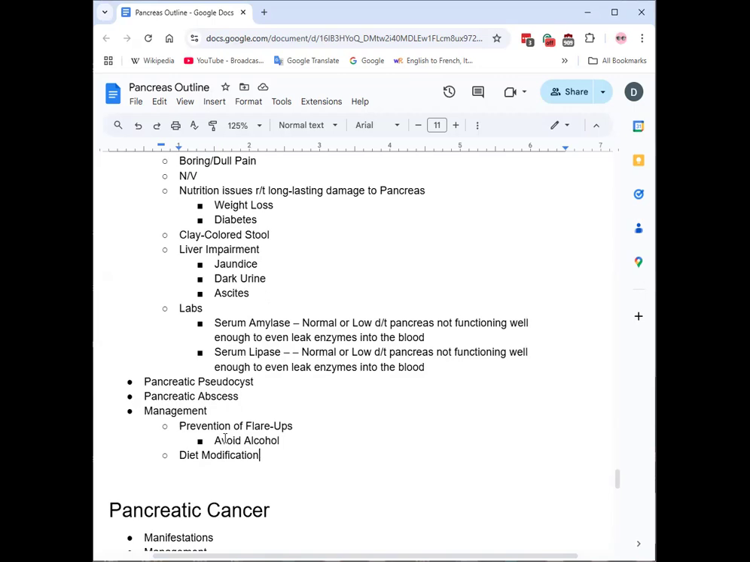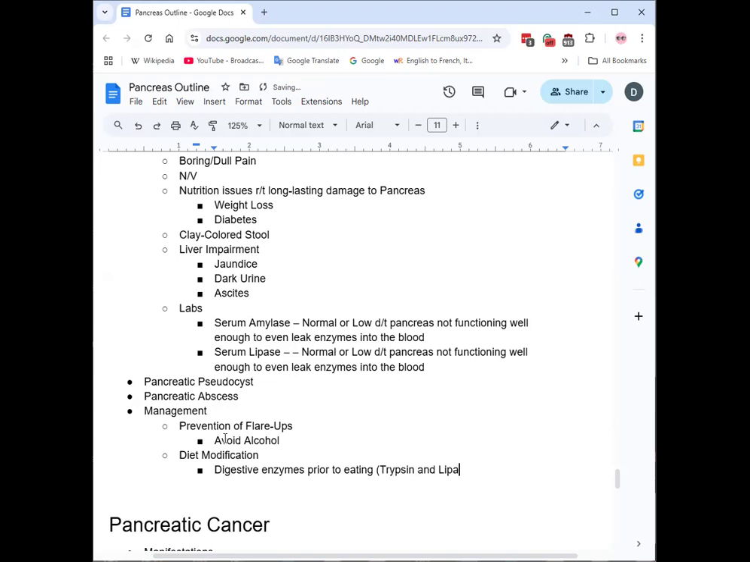So what are digestive enzymes? Yep, so that can be a thing. Digestive enzymes prior to eating makes sense. You take them before. And these are going to be your trypsin and your lipase.